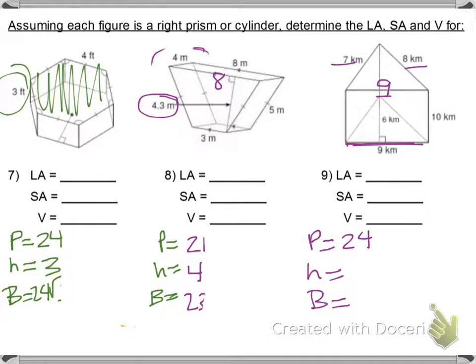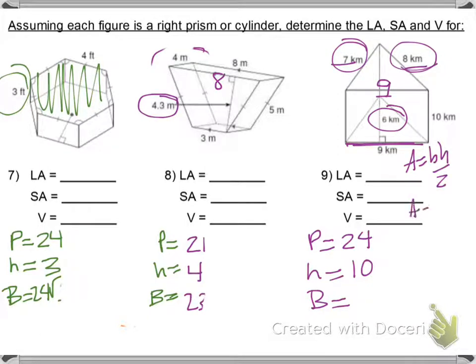Height, this is the height of your prism. That would be 10. And then the area of the base, because 7 and 8 are two different numbers, you would, actually, never mind, they show you the height right here. I was thinking we had to do Heron's formula, but we don't have to. So I can just do base times height over 2, which would be 9 times 6 over 2, which is 27. And there we go. Plug all those in.